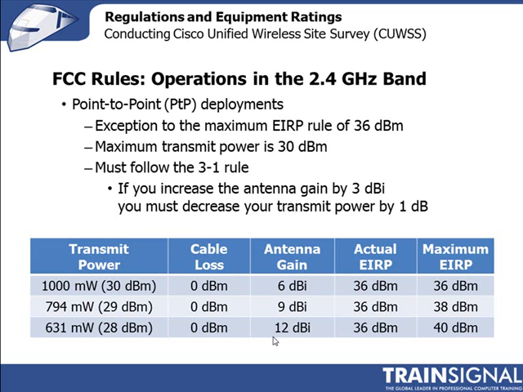And here again, I keep going. I get up to a 12 dBi antenna. I only have to reduce the power by 1 dB, giving me a total transmit power of 40 dBm over the air. So again, this is point-to-point communications.